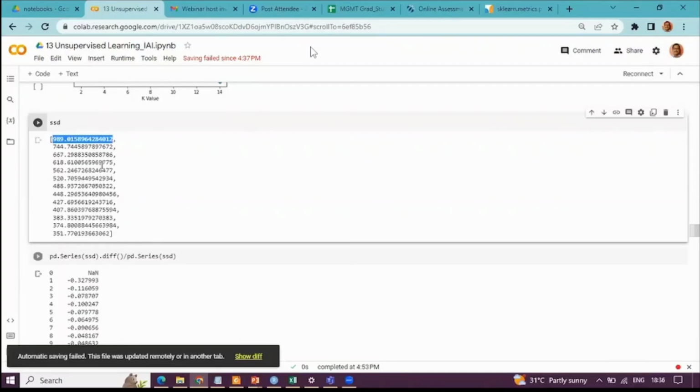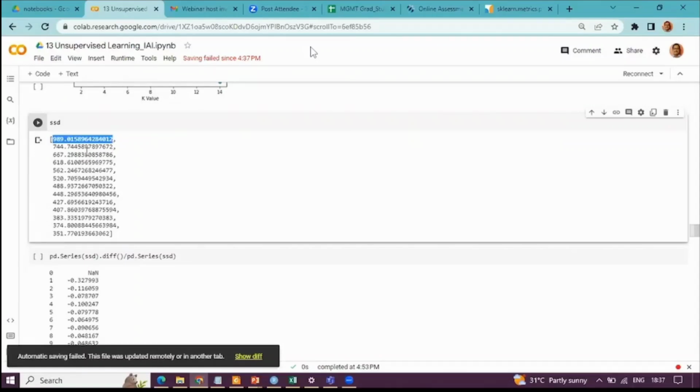Initially with a 1 cluster solution, we had 1500. And a 2 cluster solution has given a much steeper fall. From 1500, it has come to 989. So it was a big fall. Right? 1500 to 989, it was like a big fall. So compared to 989 to 744, the fall is not that heavy.